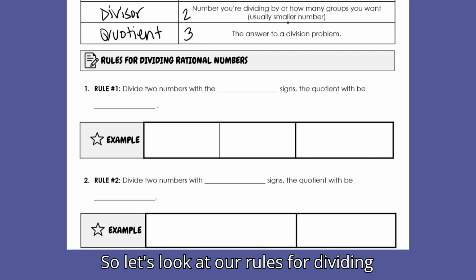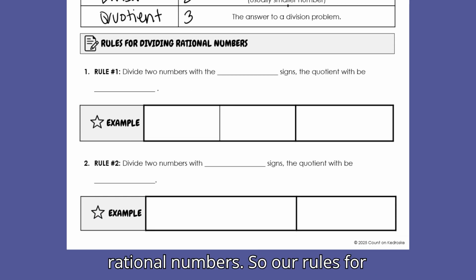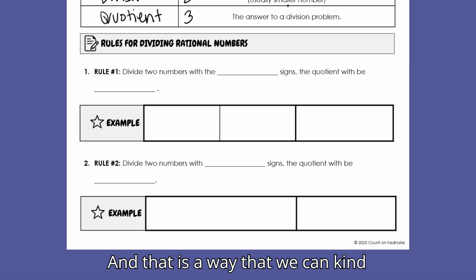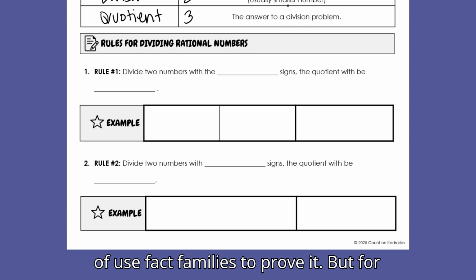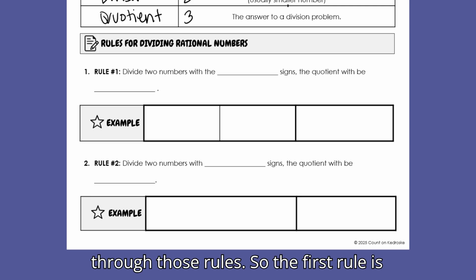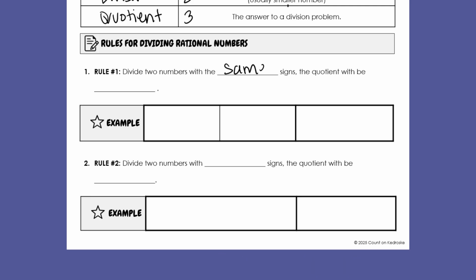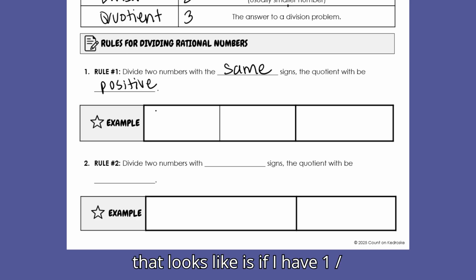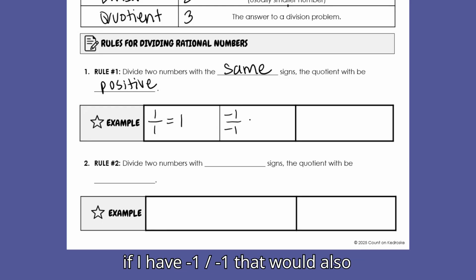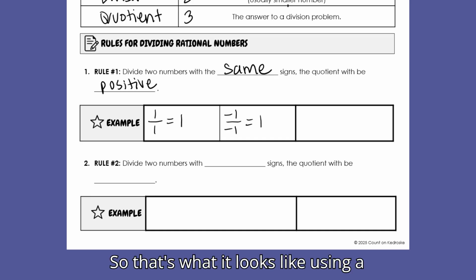So let's look at our rules for dividing rational numbers. Our rules for dividing rational numbers are actually the same as multiplying rational numbers. And that is a way that we can use fact families to prove it. But for today's lesson, we're just going to go through those rules. So the first rule is, when dividing 2 numbers with the same signs, the quotient will be positive. What that looks like is if I have 1 divided by 1, that's going to give me a positive 1. Or if I have negative 1 divided by negative 1, that would also give me a positive 1 as my answer. So that's what it looks like using a fraction bar.